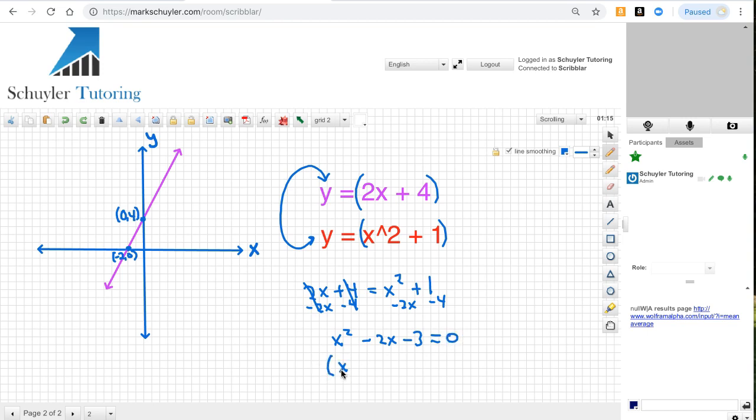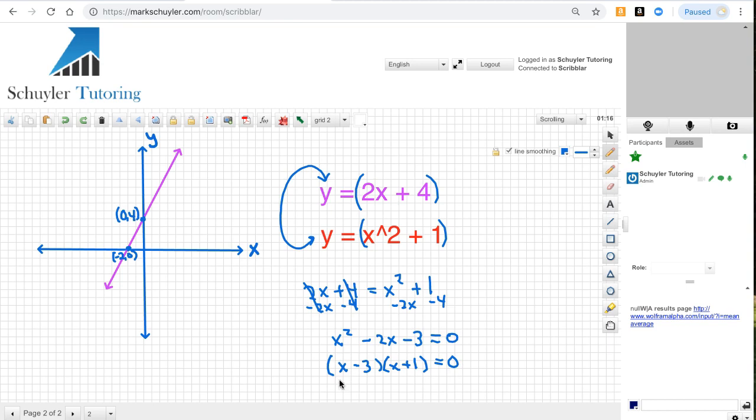So we want to factor this. I'm hoping it'll factor beautifully. Let's see if it does. So we need to figure out what two numbers multiply to negative 3, and yet they add to negative 2. They multiply to negative 3, add to negative 2, and I have just thought of something. It would be negative 3 and a positive 1. That's right. Negative 3 times positive 1 is negative 3, but negative 3 plus 1 is negative 2.